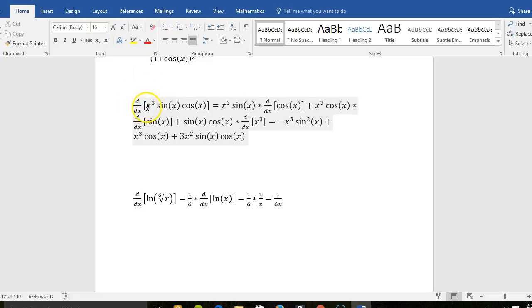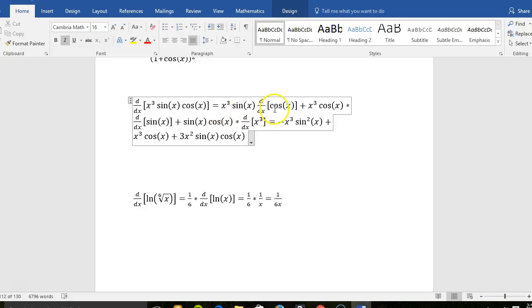So here's what we do. You could just pick whichever one you want to go first. So we'll let cosine go first. So x cubed sine x, and then we derivate the cosine. All right, and then plus x cubed cosine, we derivate the sine, and then plus sine cosine, we derivate the x cubed. So we had 3 go-arounds.